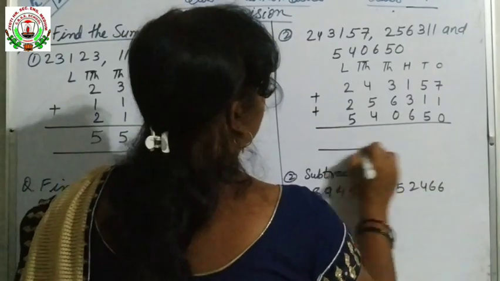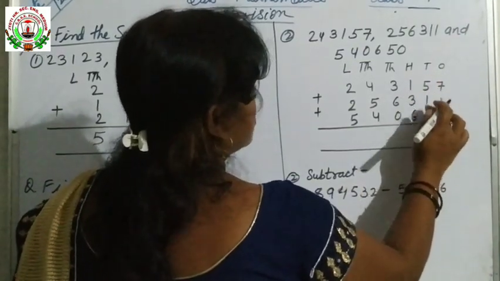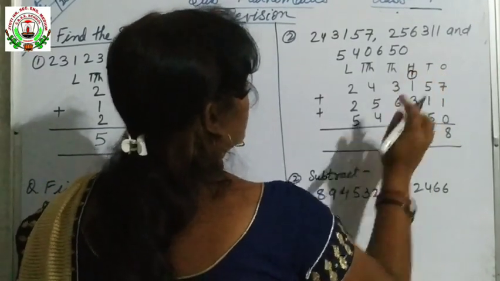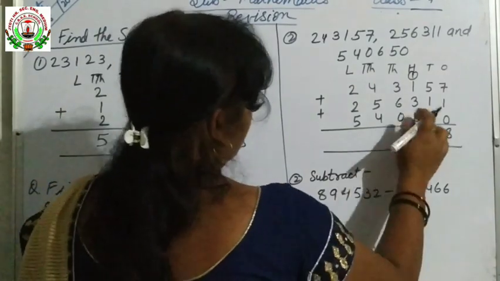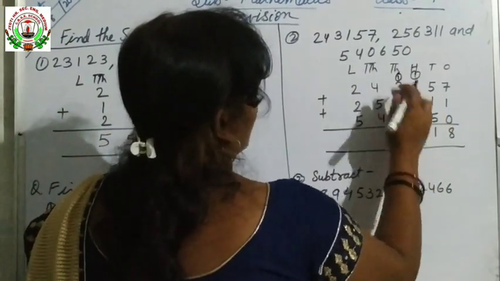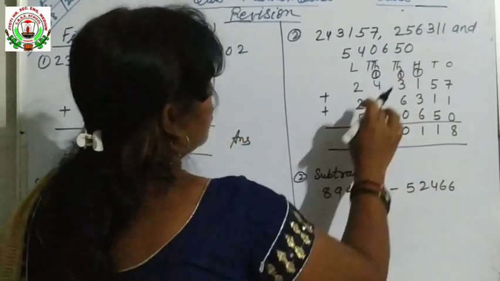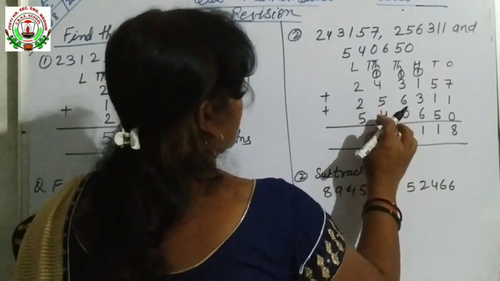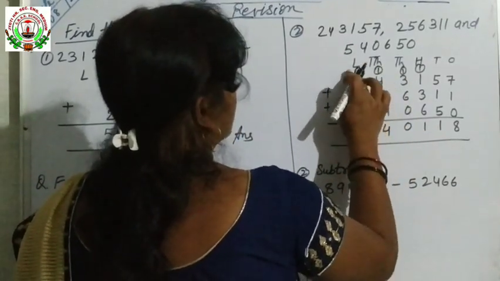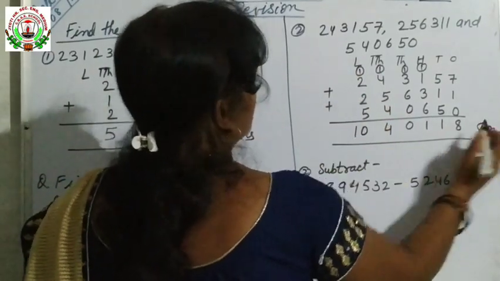Now add it. 7 plus 1 is 8. 5 plus 1, 6. 6 plus 5, 11. 1 carry. 1 plus 1, 2. 2 plus 3, 5. 5 plus 6, 11. 1 carry. 6 plus 3, 9. 9 plus 1, 10. 0. 1 carry. 4 plus 1, 5. 5 plus 5, 10. 10 plus 4, 14. 1 carry. 2 plus 1, 3. 3 plus 2, 5. 5 plus 5 is 10. So it is the answer.